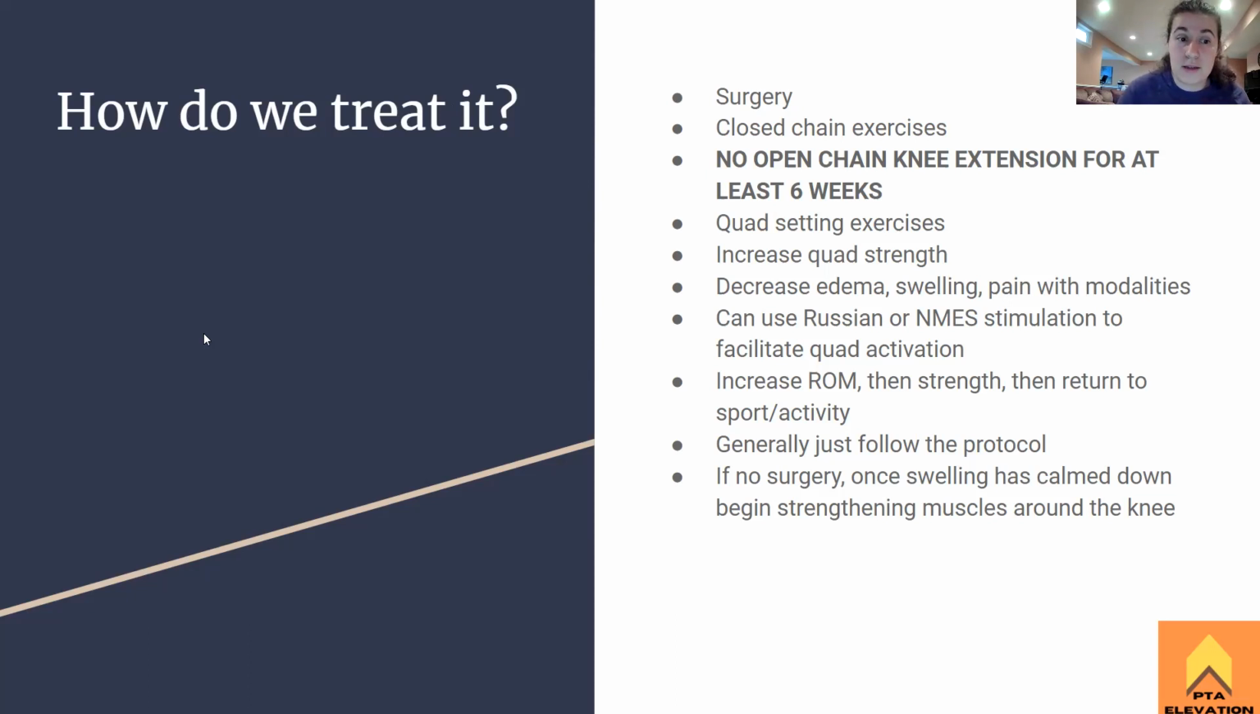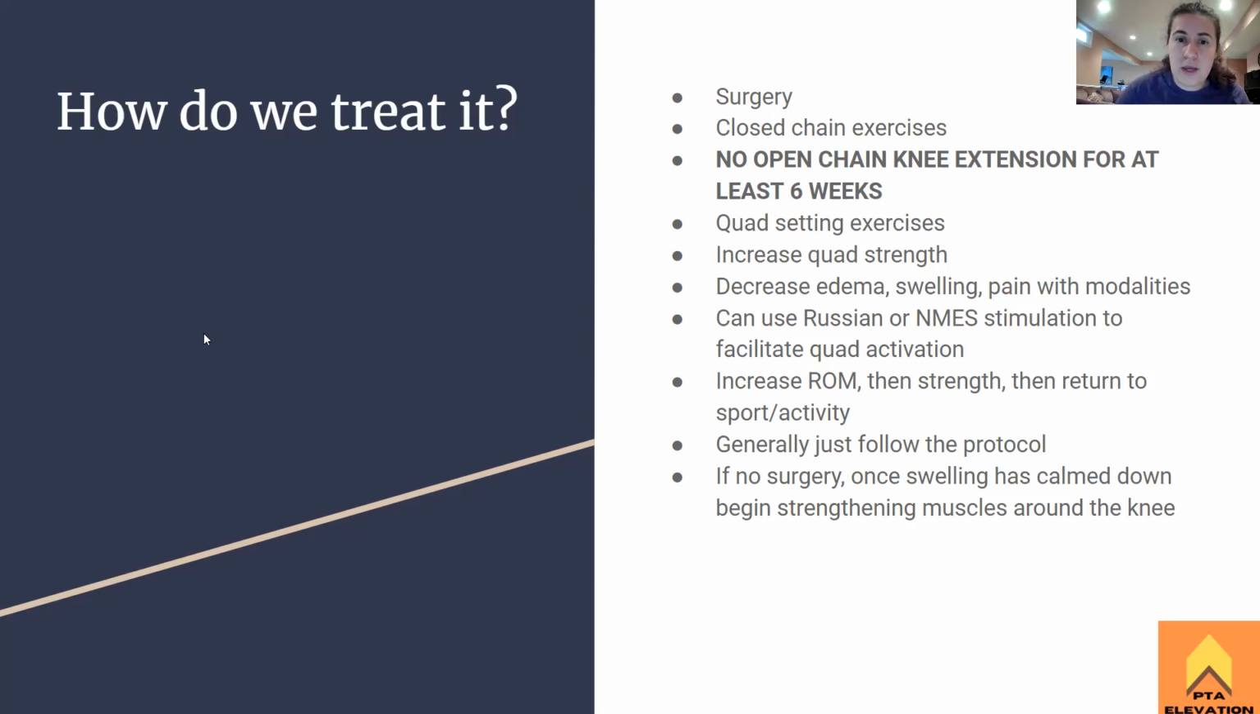So we're going to avoid that because we don't want surgeons mad at us, and we also don't want our patient to start back at square one. So we're going to avoid open chain knee extension exercises for at least 6 weeks. Now we can do open chain flexion, abduction, all of that other stuff. But generally when it comes to the knee, we just want to avoid that. We'll work up at the hip. We'll do like 3 or 4 way SLRs to kind of work with strengthening that.